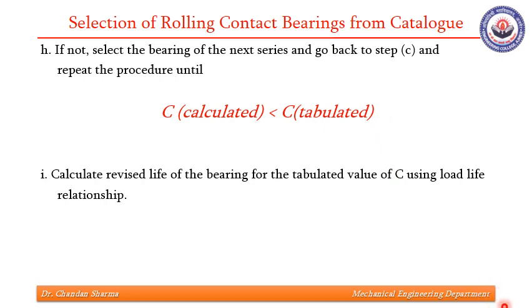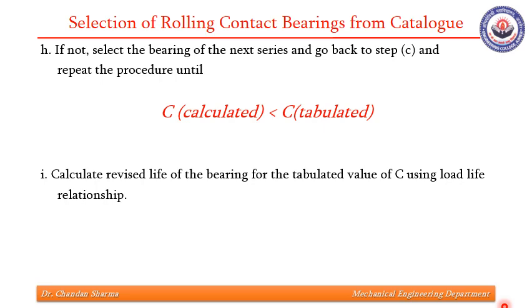I think you have understood the procedure. Let me revise it once again. We'll find FA and FR, then we'll find which bearing is to be selected, that is either ball bearing or roller bearing. Then we'll find the equivalent dynamic load. For that we require X and Y. X and Y can be found only when we have the ratio FA by C0. So we will use the trial and error method.